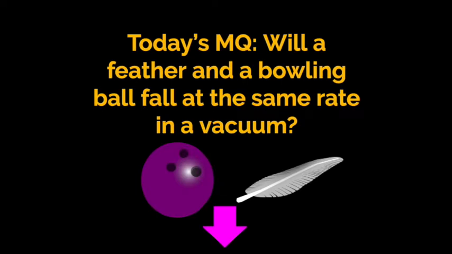Today's question is, will a feather and a bowling ball fall at the same rate in a vacuum? Before you watch a few videos, we're going to do some intro notes just to introduce you to some key ideas in this mini question. After we're done with the mini question notes, watch the two videos and then answer the question on Google Classroom and then have a nice break.